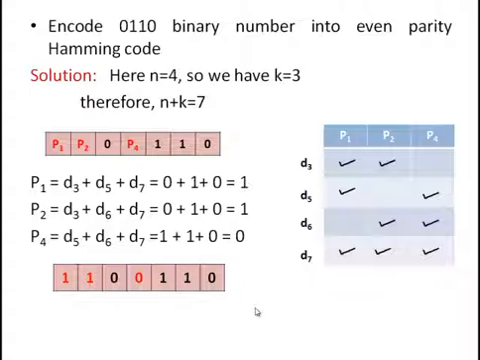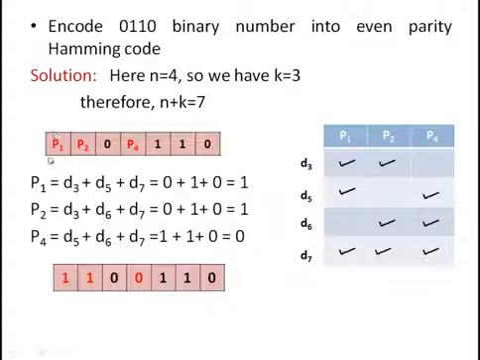Now let us encode this binary number into even parity Hamming code. Here n is equivalent to 4, that is 1, 2, 3, 4. So for n equal to 4, we have k equal to 3, which is evaluated from the inequality equation. Therefore, n plus k is equivalent to 7, that is 4 plus 3, 7. Start the numbering: 1, 2, 3, 4, 5, 6, 7.